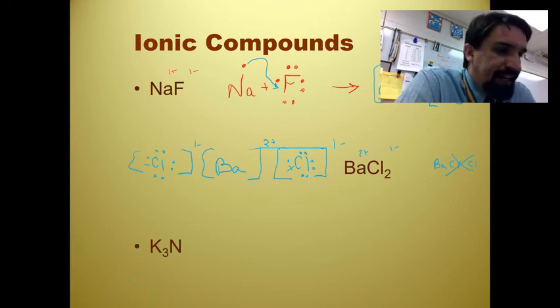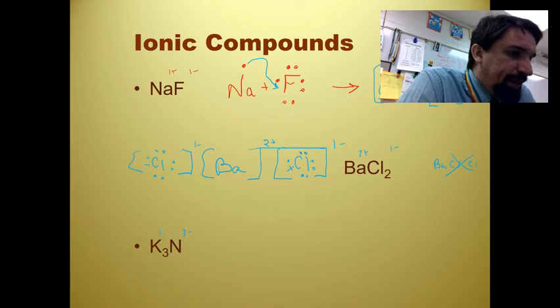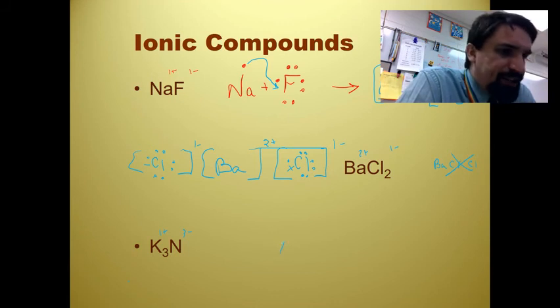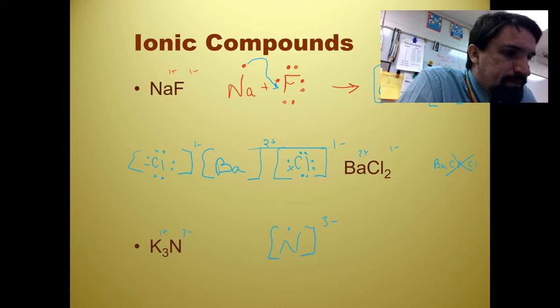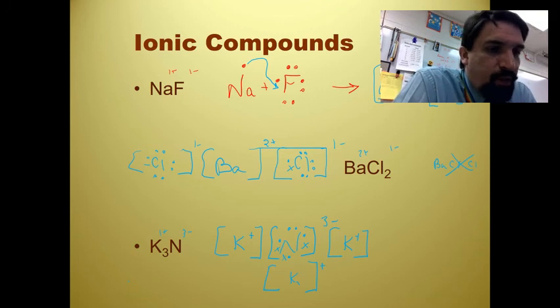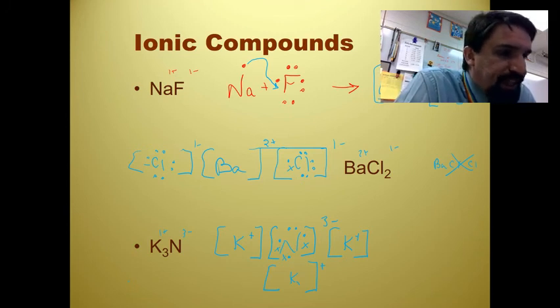Finally, I've got K3N, and I'm going to think about this one in a pretty similar manner. My potassium is 1 positive, my nitrogen is 3 negative. So I'm going to put my nitrogen in the middle of this. It gains 3 extra electrons. That's what the 3 negative means. Potassium lost its electrons, and it goes like that. So potassium doesn't have any extra electrons in here, but nitrogen does.